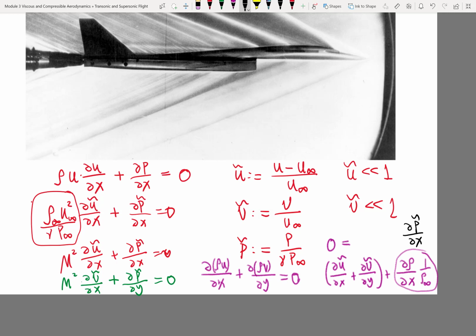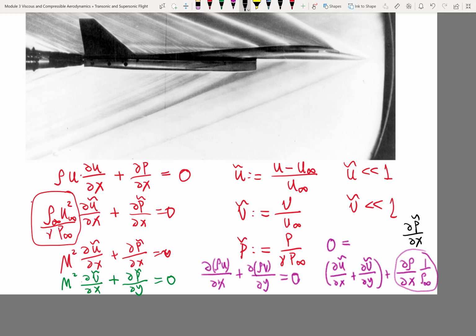Okay, so we have 3 very simple equations. M squared times du tilde dx plus dp tilde dx is equal to 0. M squared times dv tilde dx plus dp tilde dy is equal to 0, and du dx plus dv dy plus dp dx is also equal to 0.